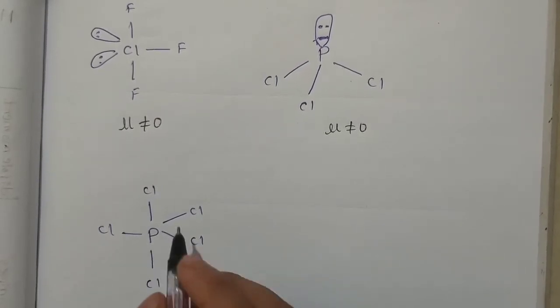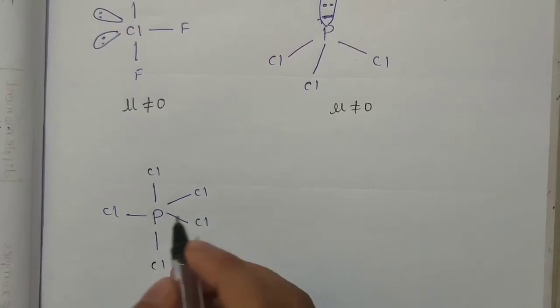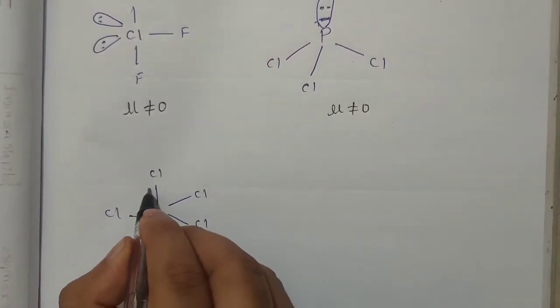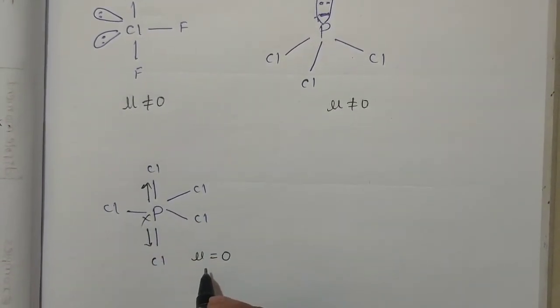As I mentioned in the hybridization, this PCl5 is sp3d, I mean trigonal bipyramidal. So this dipole moment value will be equal to 0 because of this symmetry and the difference in electronegativity. So they get cancelled out each other. So that's why the dipole moment value will be 0.